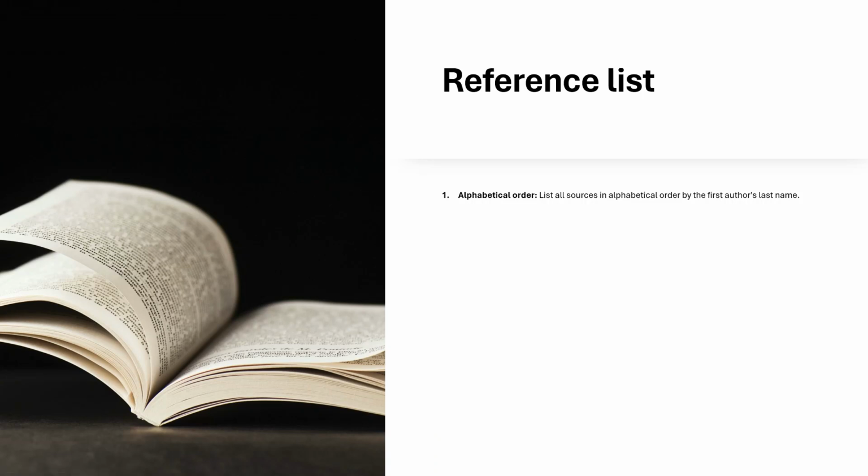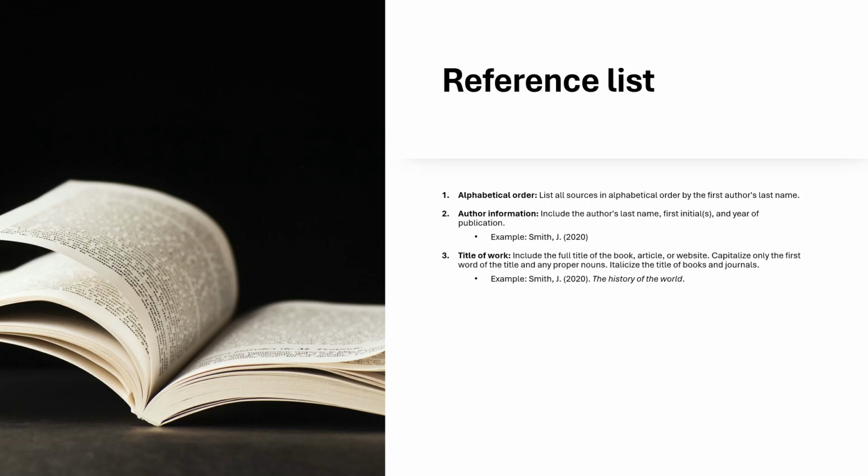So your reference list needs to be in alphabetical order by the first author's last name, and it would include the author's last name, their first initial or initials, and year of publication, like that example I'm showing. You'd put the title of the work, include the full title of the book or the article or the website. You'd capitalize only the first word of the title and any proper nouns.